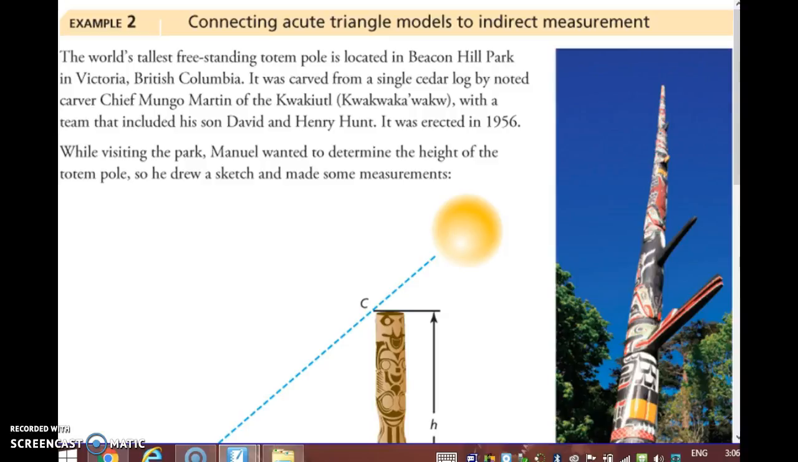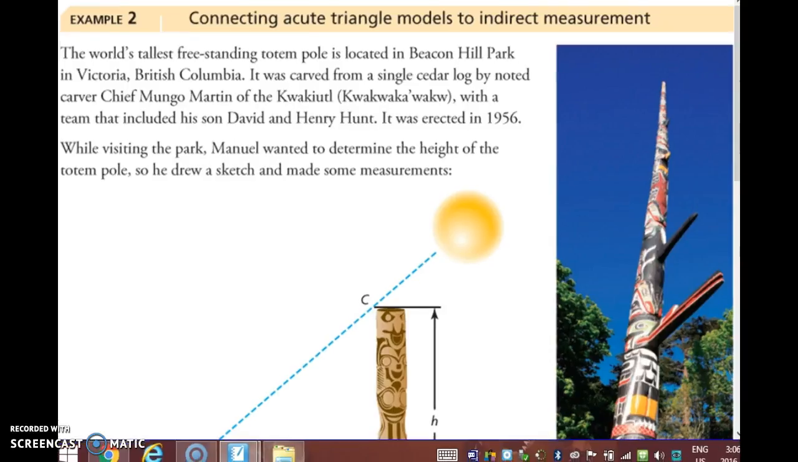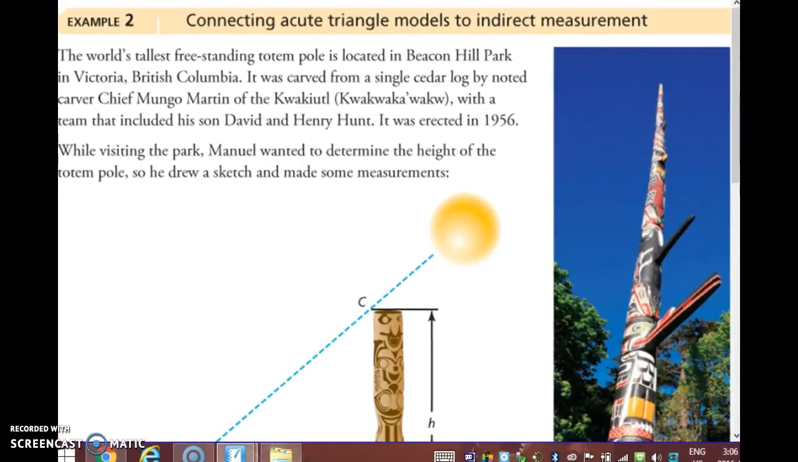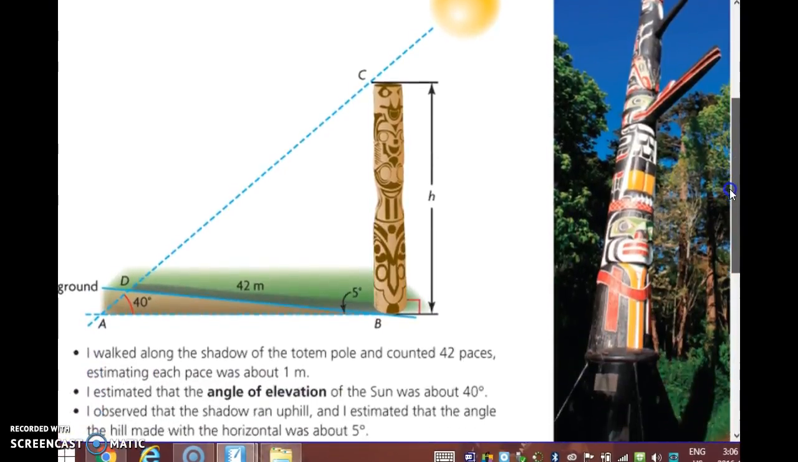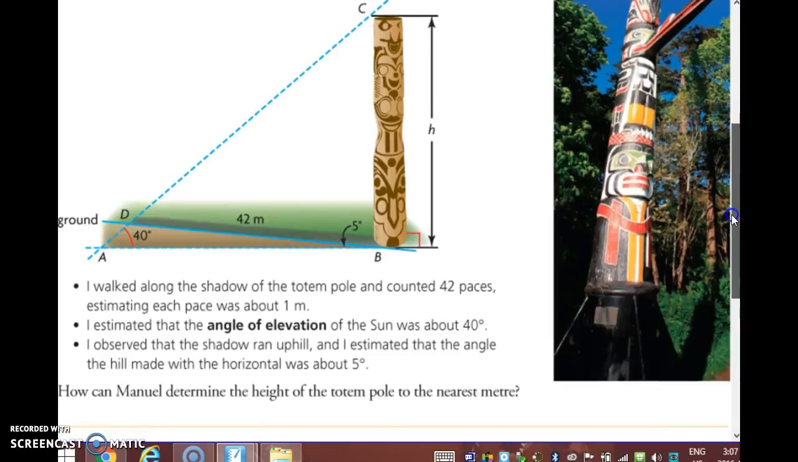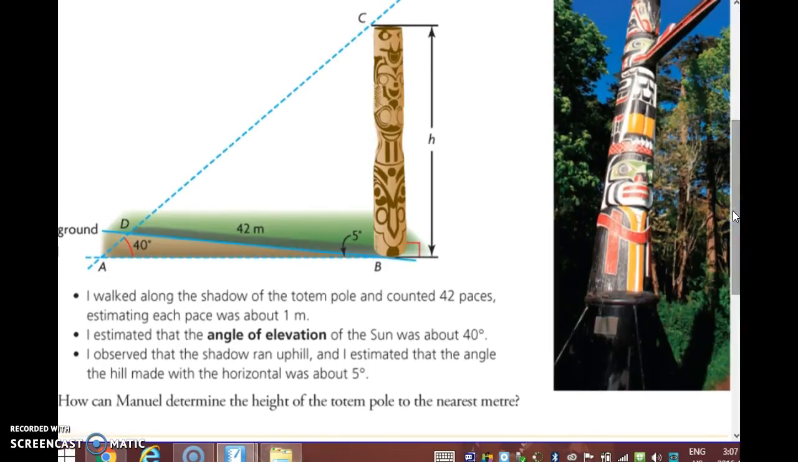Okay, we're on section 3.4. Example 2 is talking about the world's tallest freestanding totem pole in Beacon Hill Park. While visiting the park, Manuel wanted to determine the height of the totem pole, so he drew a sketch and made some measurements. Okay, so here's the sketch, and these are its measurements.